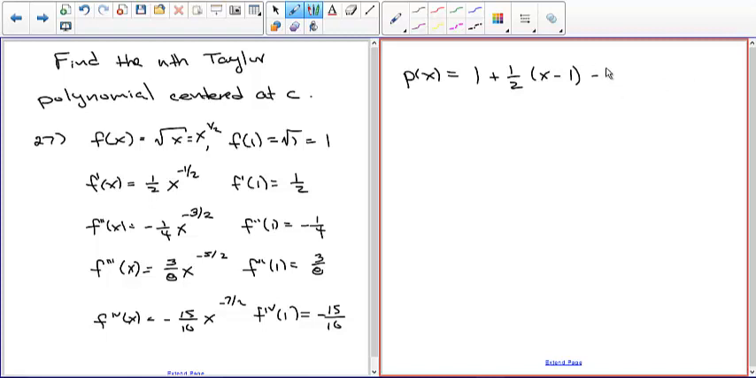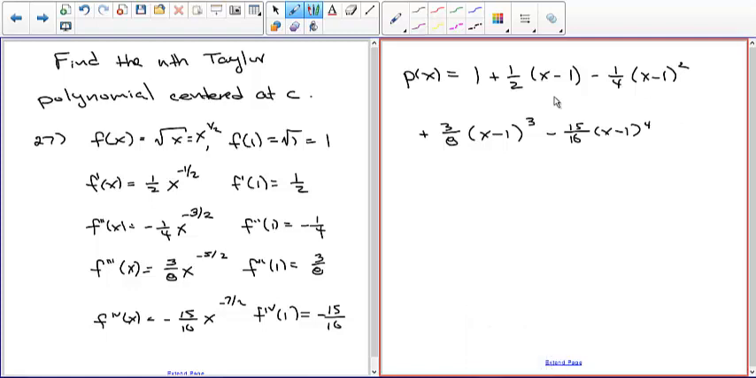Okay, then you have minus 1/4 times x minus 1 squared, plus 3/8 times x minus 1 cubed, minus 15/16 times x minus 1 to the 4th power. So I did more than I needed to again, just because it's not that hard to do an extra term or two. So again, let's look at how well that does.